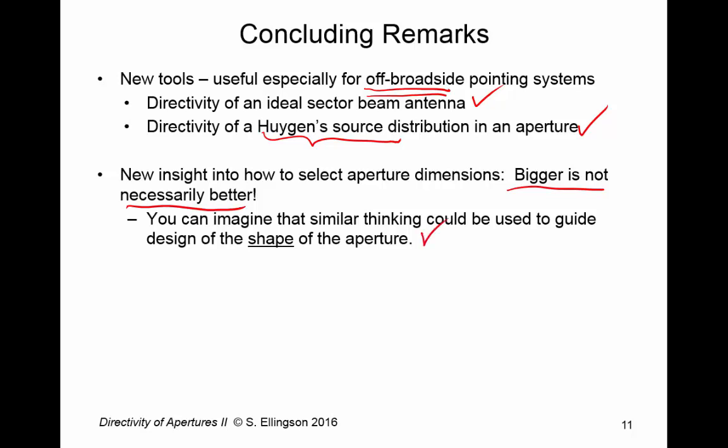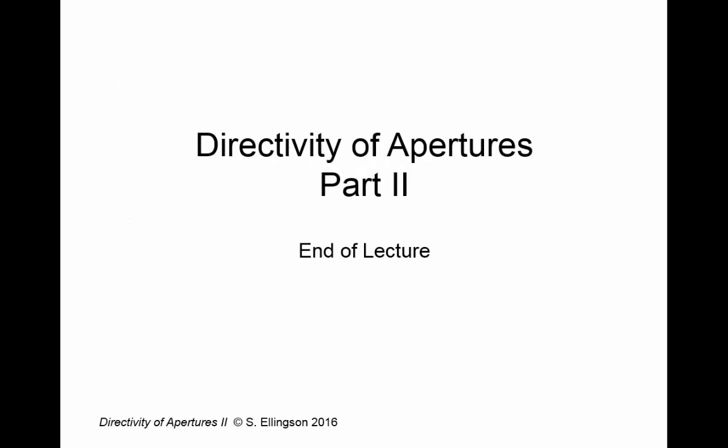And you can imagine that similar thinking could be used to guide the design of the shape of the array. We've limited our discussion to the size of the aperture, assuming it's square. But what if we made it rectangular? What if we made it elliptical? Now we have a simple scheme that would tell us how to optimally choose the shape of the aperture. This concludes this second lecture on directivity of apertures.